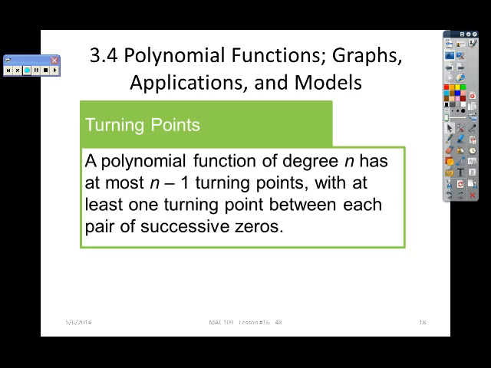If you have multiple real zeros, then you have to turn around in between. So when you're going to touch the axis or cross it to get one real zero, if you have another one, you're going to have to turn around and come back to the axis. So there has to be at least one turning point between successive real zeros. There could be multiple turning points between.